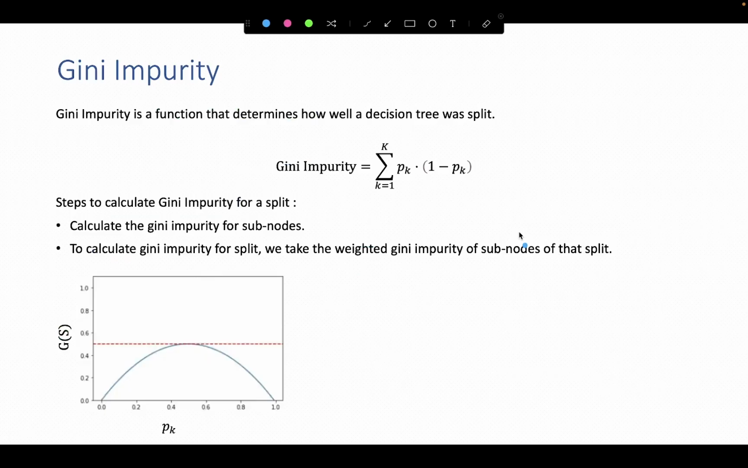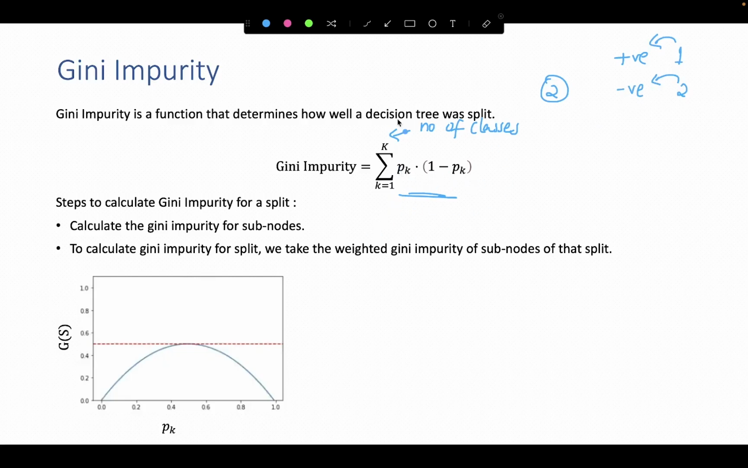Gini impurity, as we know, is an impurity function that helps us determine how good the feature split that we have implemented is. It is given by this formula, which is the summation of small k equal to 1 to capital K. Capital K here is the number of classes. The number of classes in our example data is 2, a positive class and a negative class. I'm indicating the positive class with 1 and the negative class with 2.